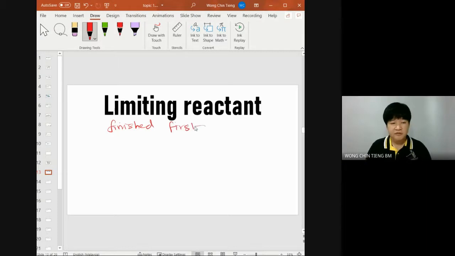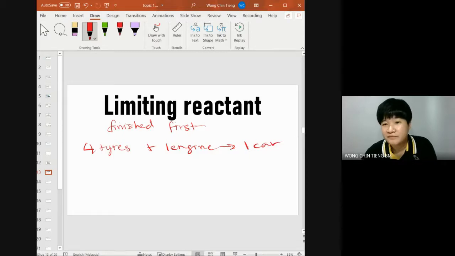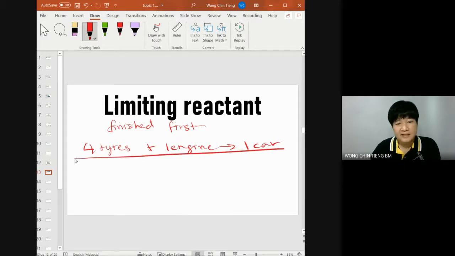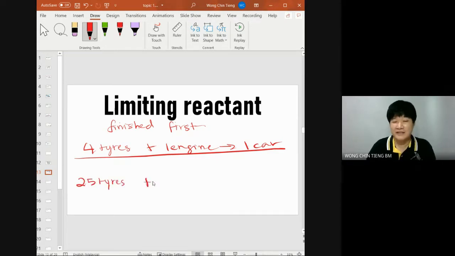Okay? I give you a very simple example over here. Let's say we are making cars. So a standard car is 4 tires, 1 engine. Kamu dapat 1 kereta. Betul? So right now kalau dalam bengkel saya, saya tak ada apa-apa, I have nothing, just you. So sweet. I have 25 tires. Alright, I have a lot of tires. But I only have 2 engines. So my question over here, how many cars can I build?